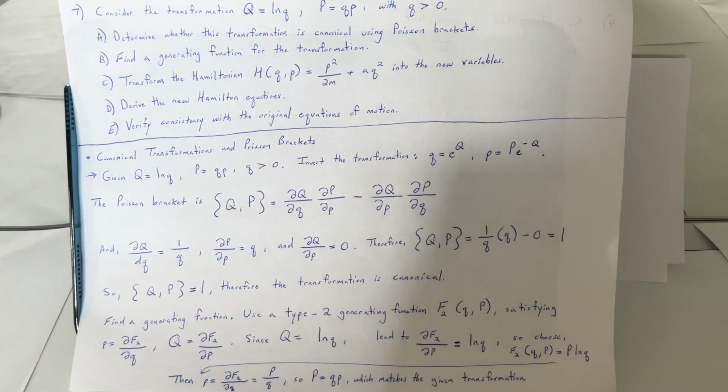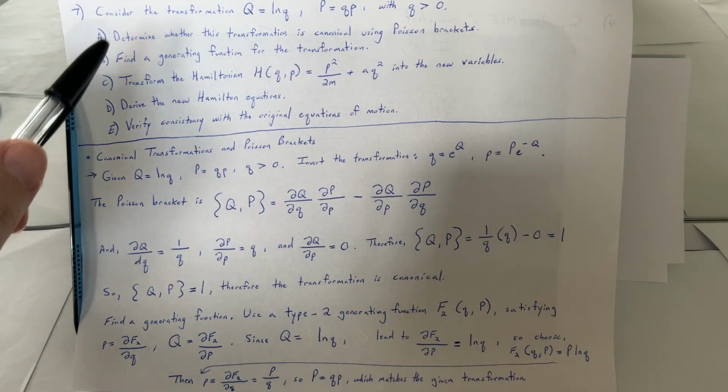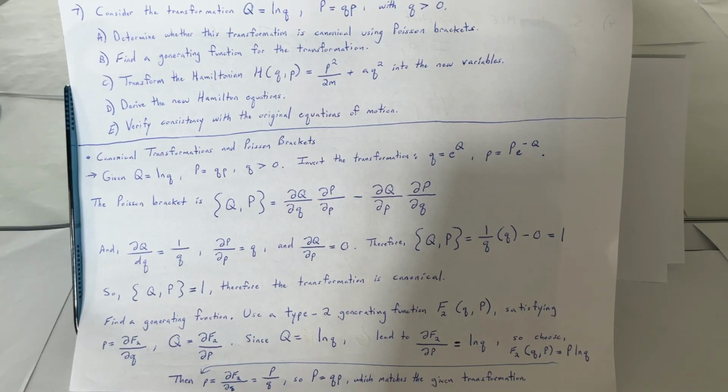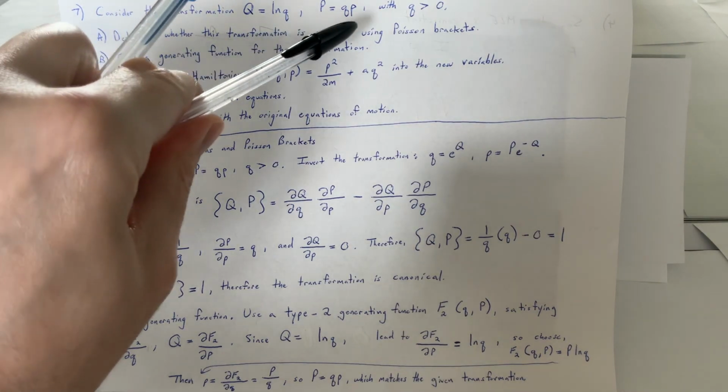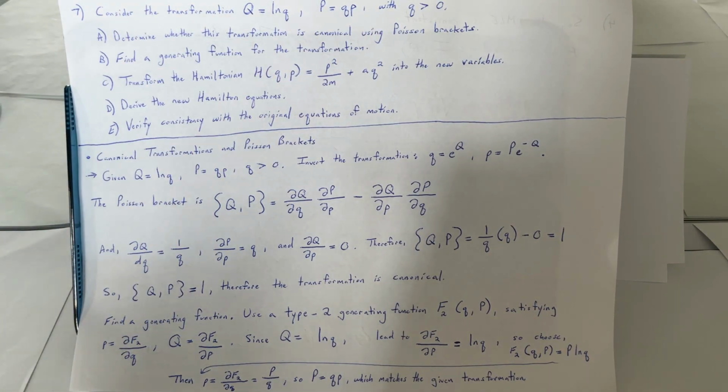So problem number 7 in the Advanced Classical Mechanics Practice Final Exam. Consider the transformation Q = ln q, P = qp, with q > 0. Part A, determine whether this transformation is canonical using Poisson brackets. Part B, find a generating function for the transformation. Part C, transform the Hamiltonian H(q, p) = p²/2m + Aq² into the new variables.